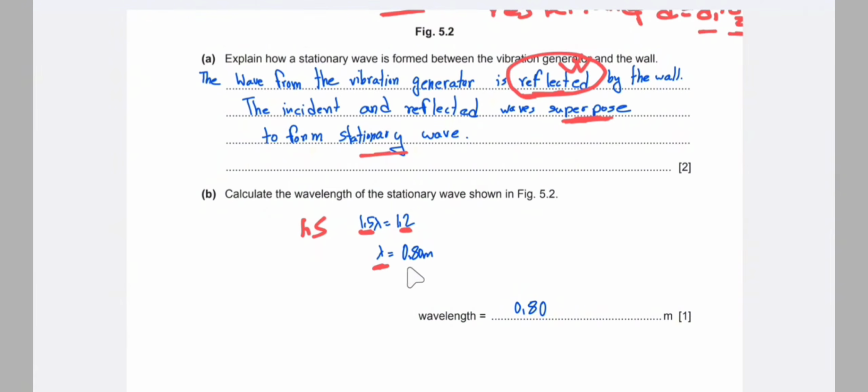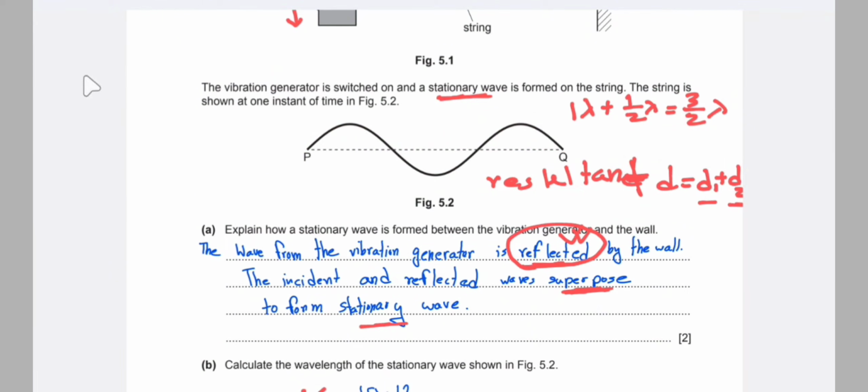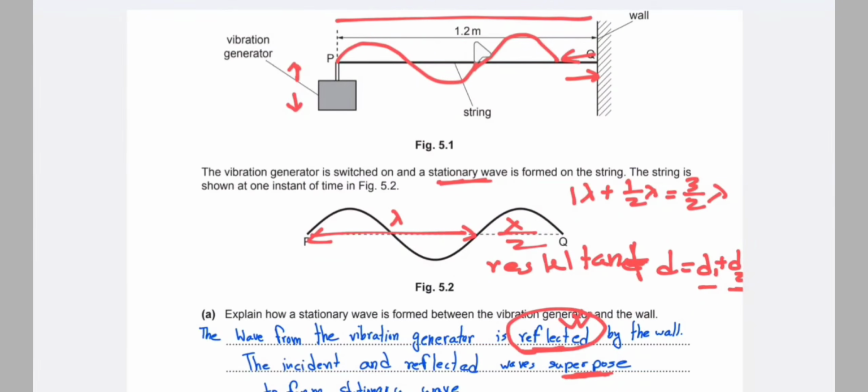So what is the value of lambda? Lambda is 0.80 meter, to 2 significant figures. The wavelength is 0.80 meter. So this is 1 lambda and this is lambda by 2, which is covered in 1.2 meter.